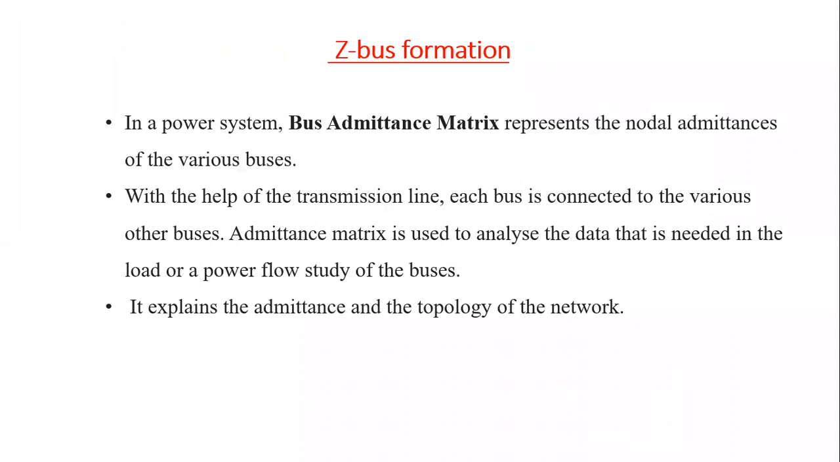First of all, what is the main advantage of the bus admittance matrix? How will we form the Z-bus? The various network matrices basically depend on the incidence matrix. The network matrices depend upon the incidence matrix. What are the incidence matrices that were obtained in the first unit?